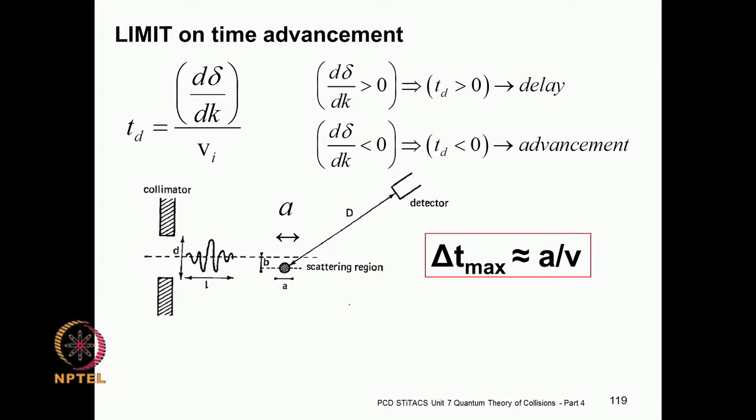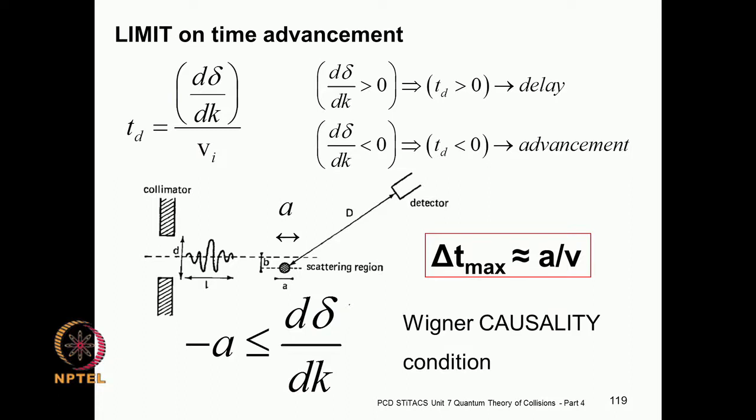So, this is the limiting consideration, and it puts a limit that d delta by dk must be greater than or equal to minus A, because it will be negative in the case of advancement, but it does not mean that it can keep getting arbitrarily more and more negative. There is a limit to that, and this is known as the Wigner causality condition. It is just based on elementary common sense, as most of physics really is.